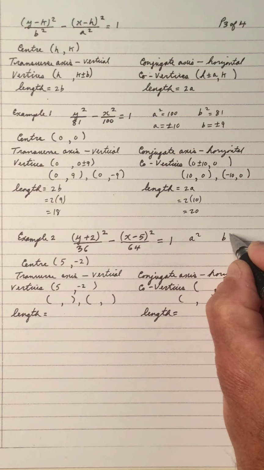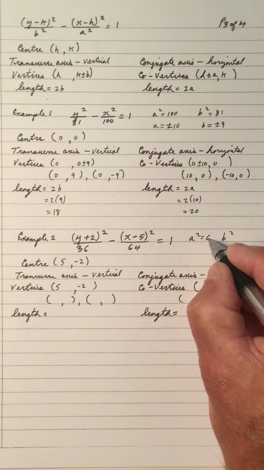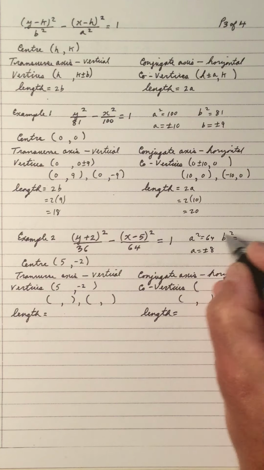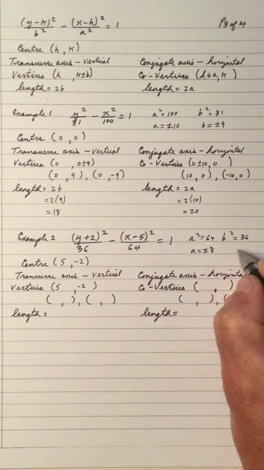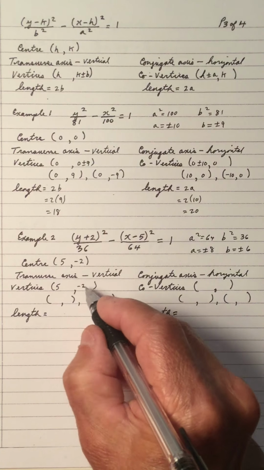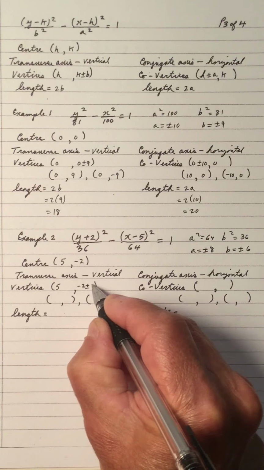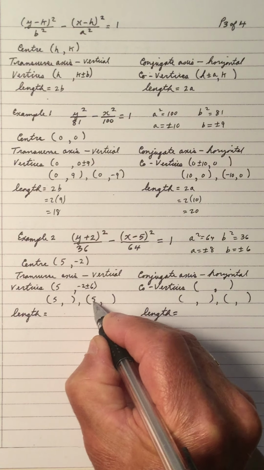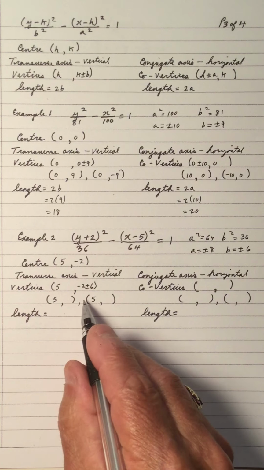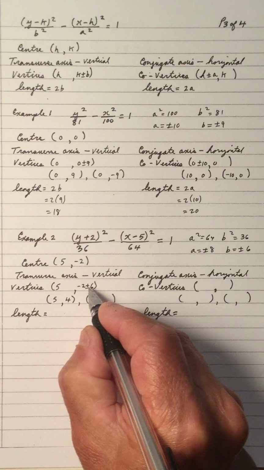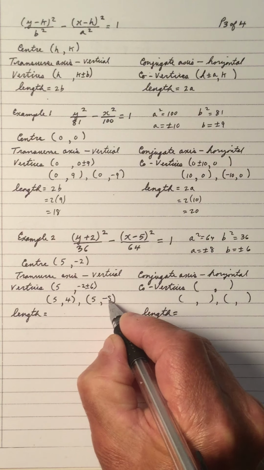Because it's vertical, I forgot to get the a and the b again. So a squared is 64, so a is plus or minus 8. B squared is 36, so b is plus or minus 6. So vertical, so it's added to the y value as plus and minus 6. So 5 is the x value for each vertex. And -2 plus 6 is 4, -2 minus 6 is -8.